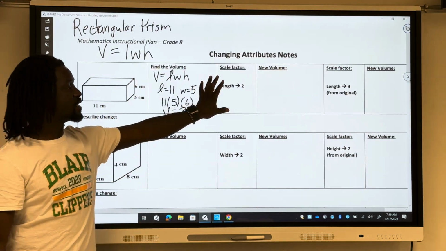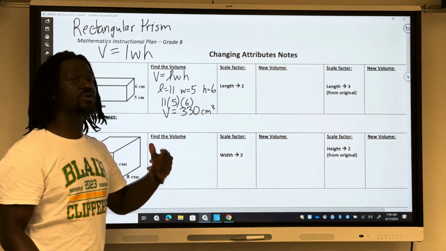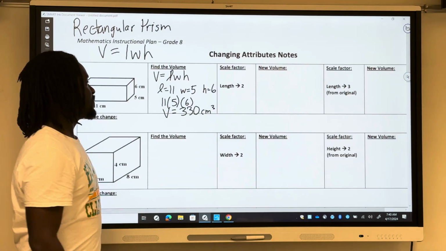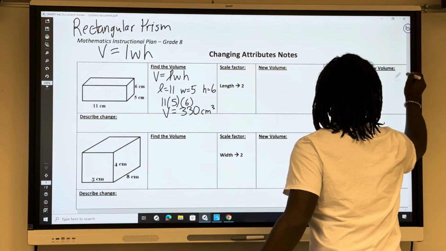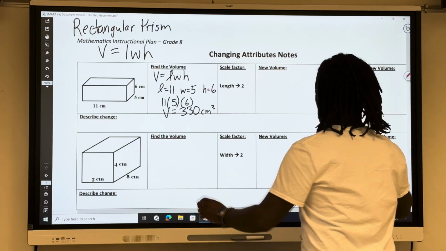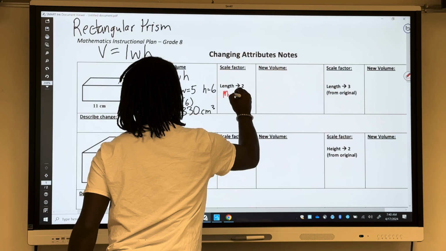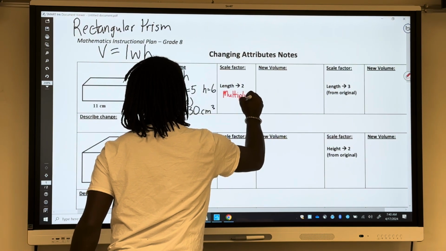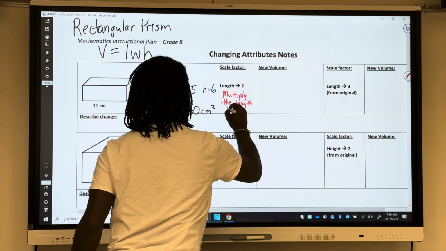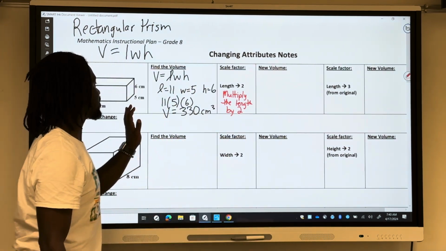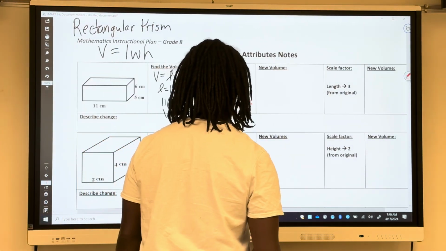Now what we're doing here is, it says the scale factor, we are increasing it by 2. In other words, what we're going to be doing is multiplying the length, only the length, here by 2. And we're going to see what the new volume is and see what the relationship is to that, okay?